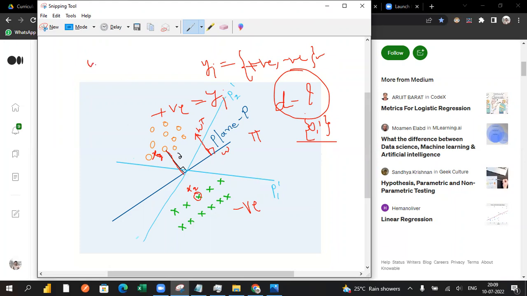We're going to get W transpose X divided by the norm of W, the distance from a point to a hyperplane. So this is the distance we are going to get whenever you calculate the distance between the query point and the hyperplane. So let's go and discuss this blog.